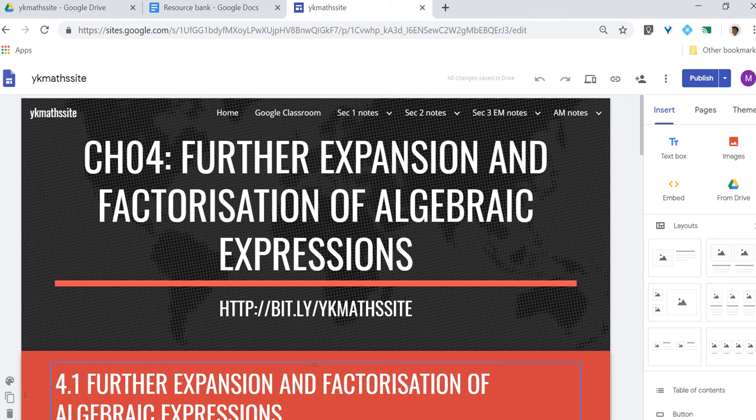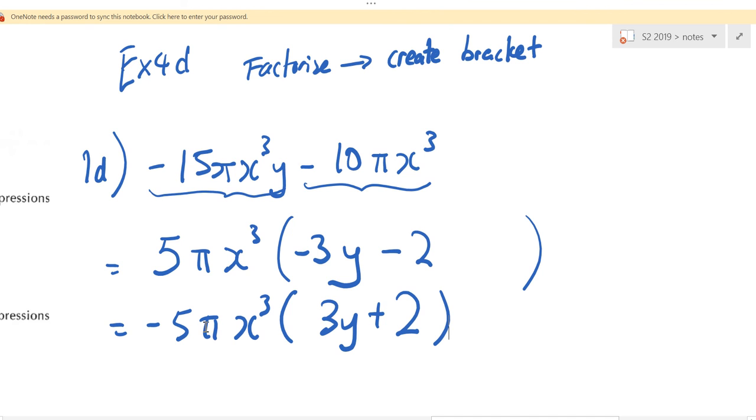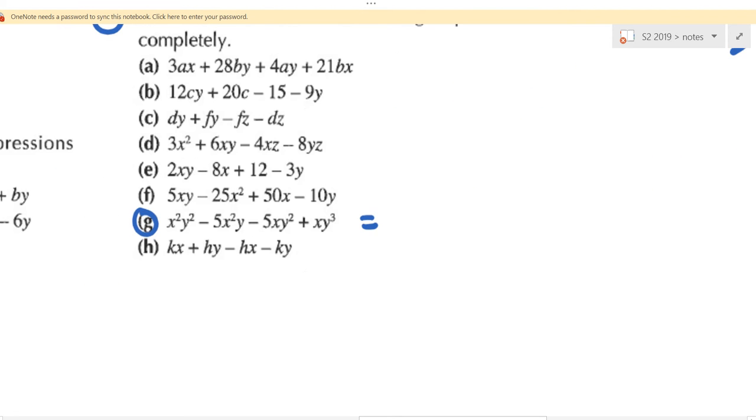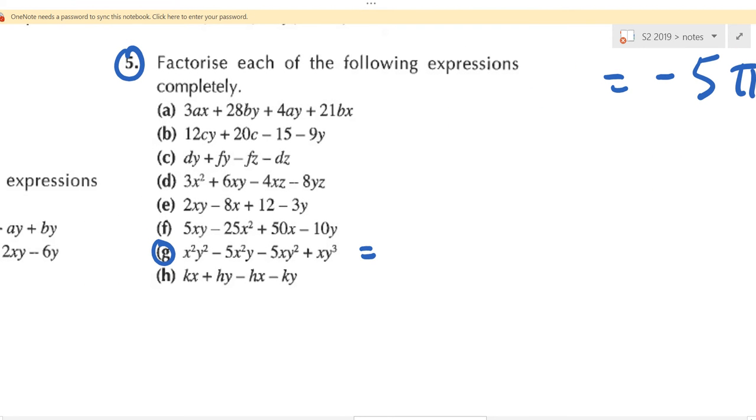Okay, so still on chapter 4D. Now is 5. This one I just copy lah. Since it's like that, I can just copy. Actually, I don't have to copy. I can just factorize from here.